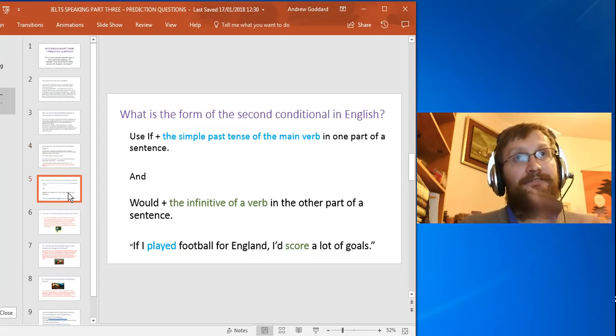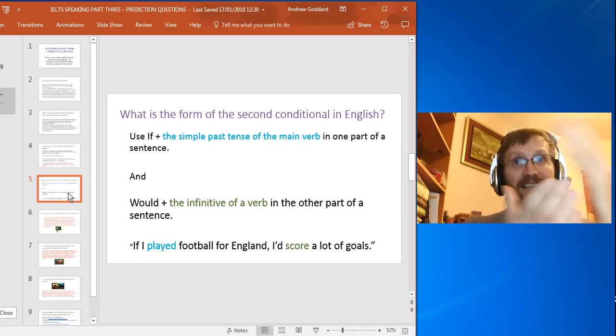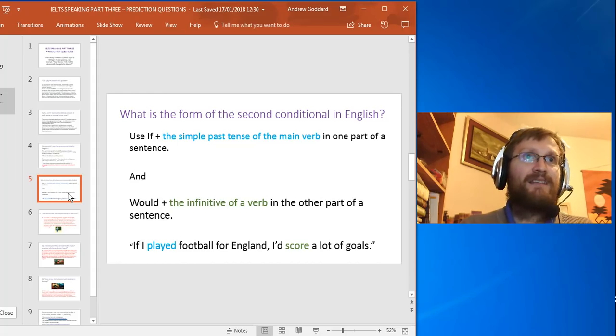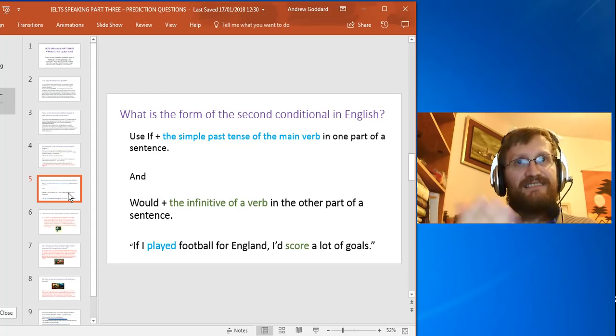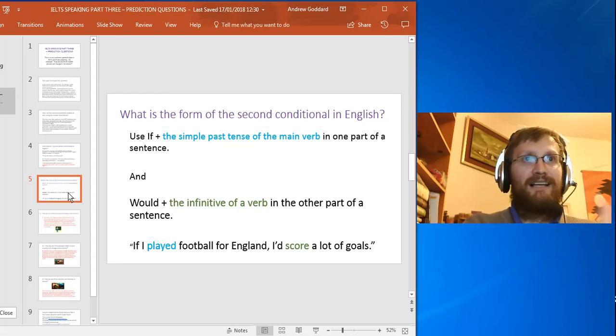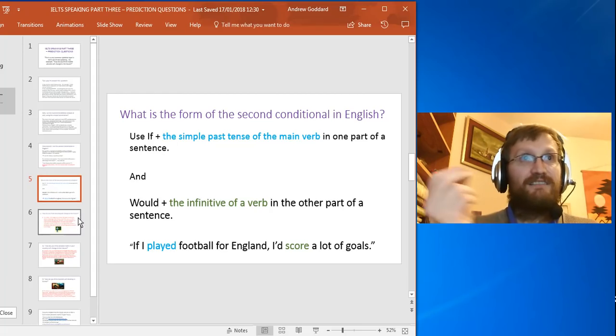So, what is the form of the second conditional in English? You should use if plus the simple past tense of the main verb in one part of a sentence and would plus the infinitive of a verb in the other part of the sentence. So, if I played football for England, I'd score a lot of goals. Played is the simple past tense of the main verb. I'd score involves using would and the infinitive of a verb in the other part of the sentence.